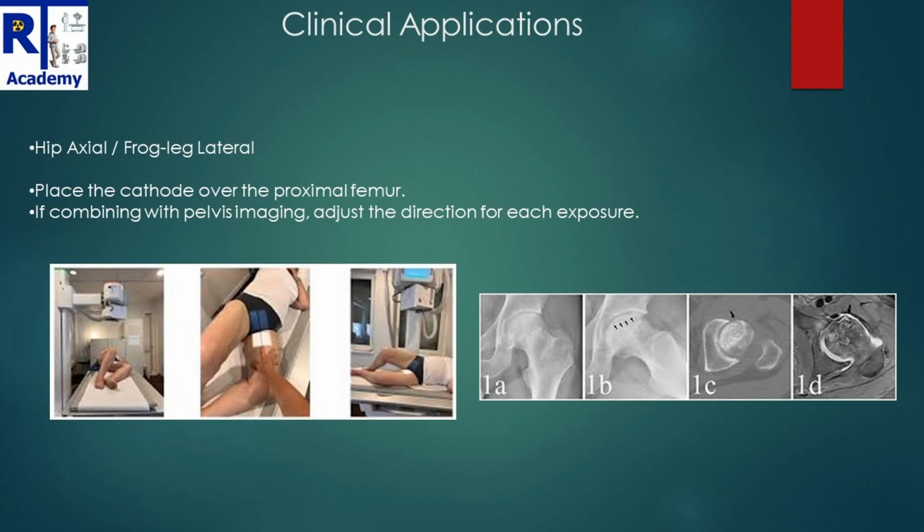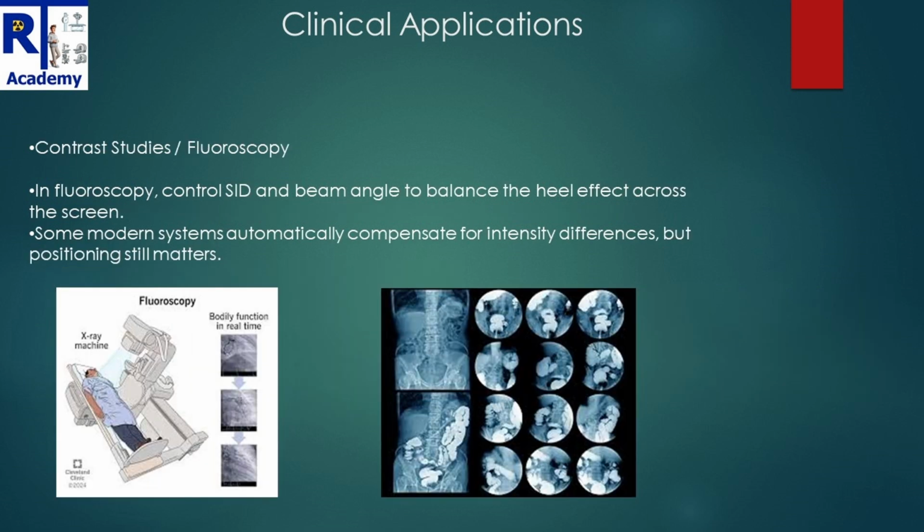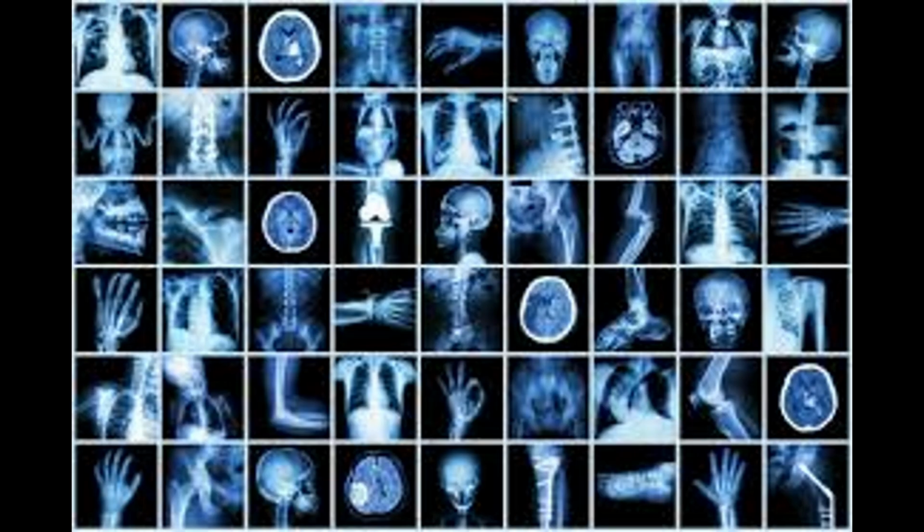29. Hip axial, frog leg lateral. Place the cathode over the proximal femur. If combining with pelvis imaging, adjust the direction for each exposure. 30. Contrast studies, fluoroscopy. In fluoroscopy, control SID and beam angle to balance the heel effect across the screen. Some modern systems automatically compensate for intensity differences, but positioning still matters.